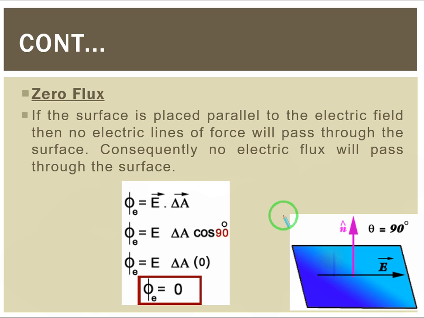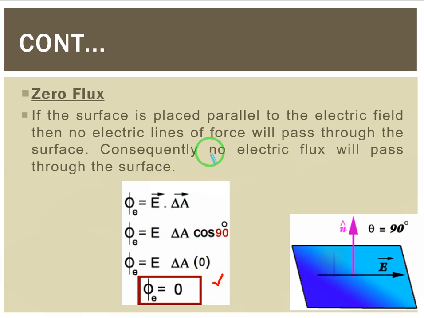So coming to another zero flux, when we have a zero flux, when the angle between the electric field lines and the direction of area, the angle between electric field and area is 90. So in this case, theta is equal to 90, E dot A, EA cos theta, cos 90 is equal to 0. So you have a zero flux.